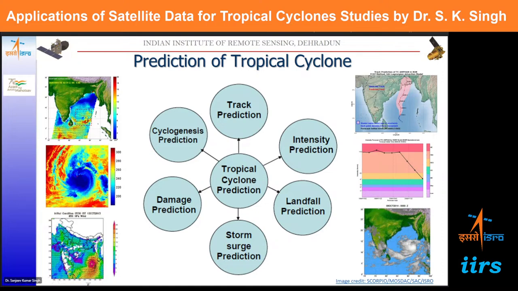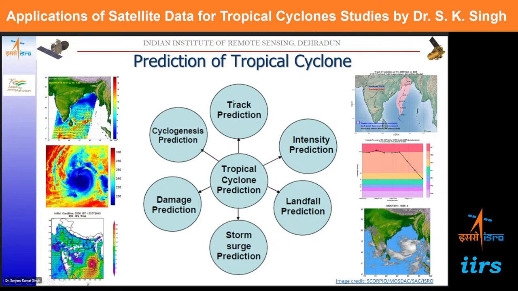Meaning, at the low pressure stage itself, you are able to tell that this low pressure is going to develop into a tropical cyclone. That is called cyclogenesis prediction. Then, once the tropical cyclone forms, there will be the track prediction.